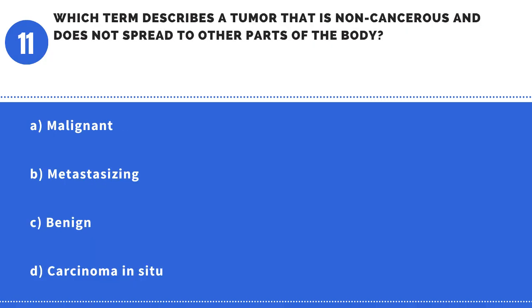Question 11. Which term describes a tumor that is non-cancerous and does not spread to other parts of the body? A. Malignant. B. Metastasizing. C. Benign. D. Carcinoma in situ.